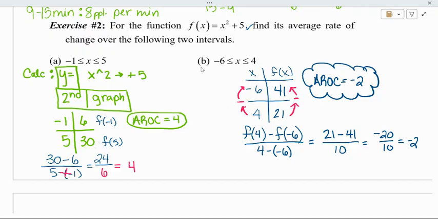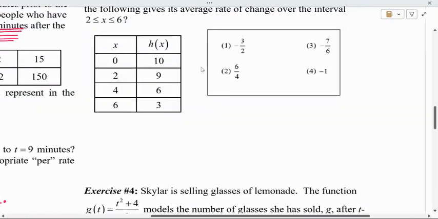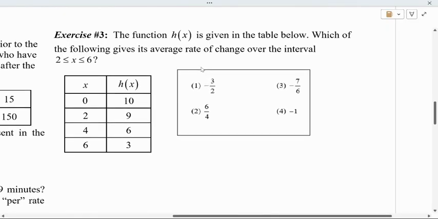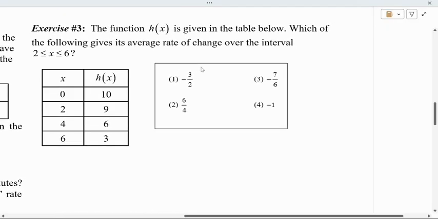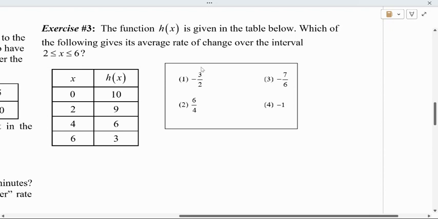Raise your hand if you need more time on this page. Okay. Example number 3. So on this side, I have a function, h of x, and it's given by the table. So we don't even have to put it into our calculator, right? They calculated the table for us. So we're trying to find the average rate of change over the interval between 2 and 6.